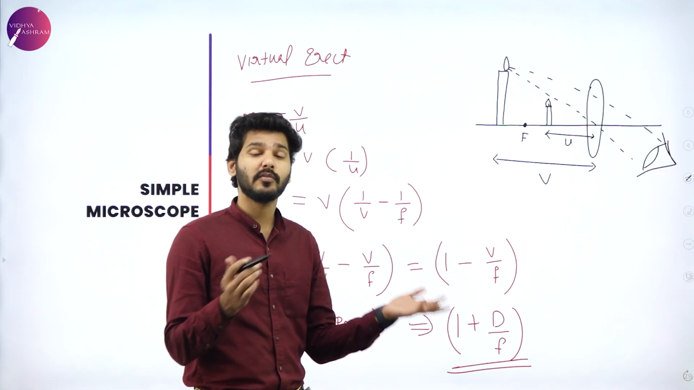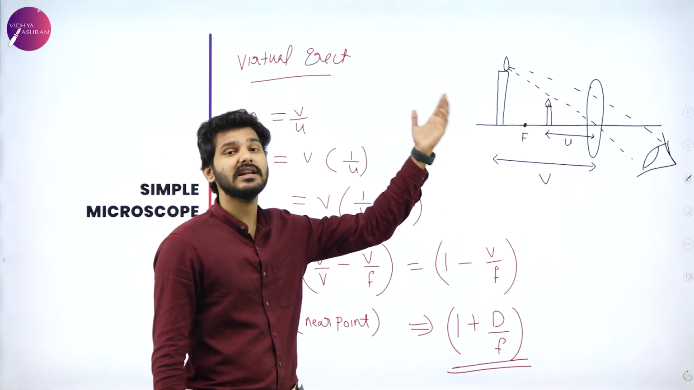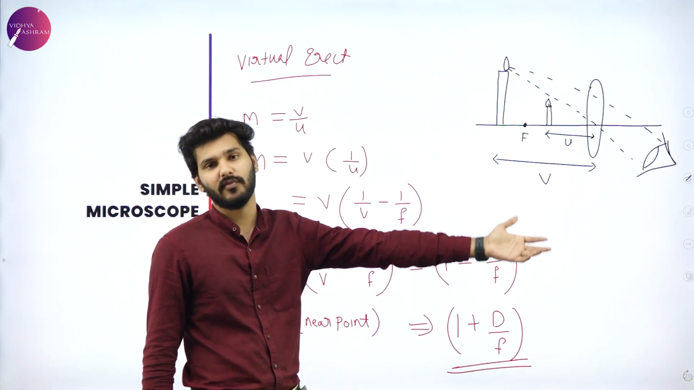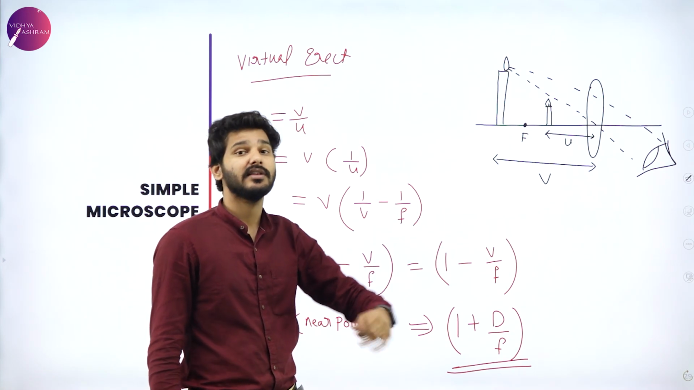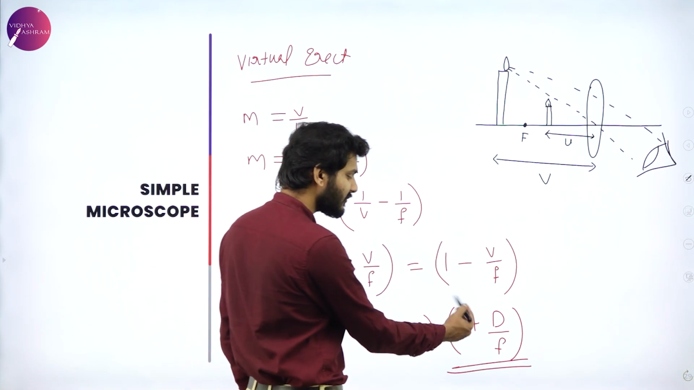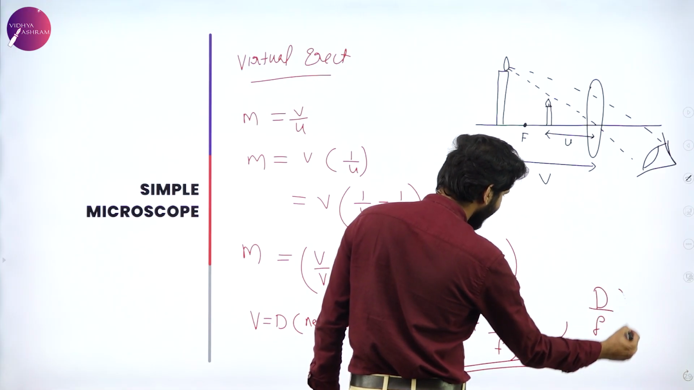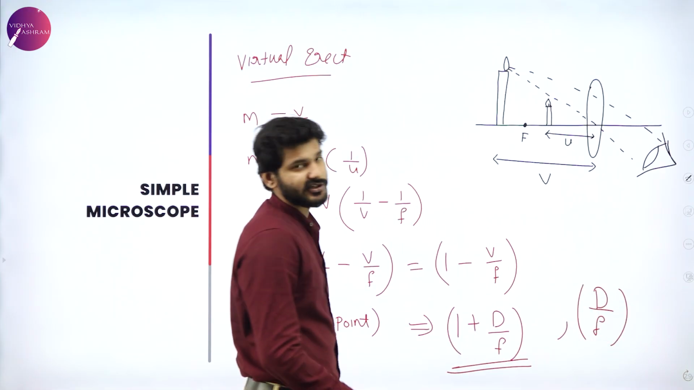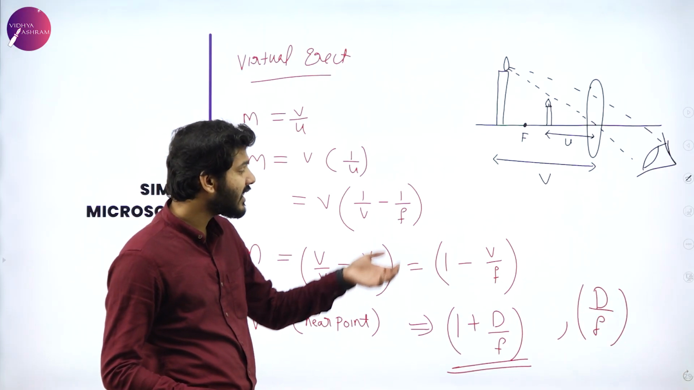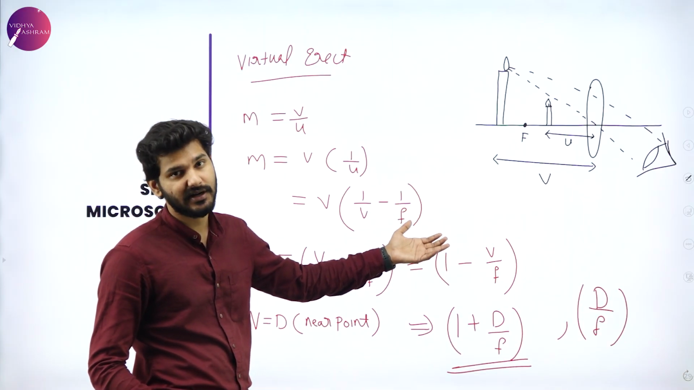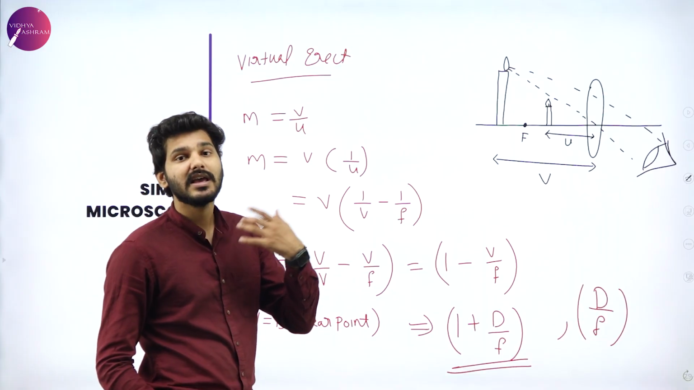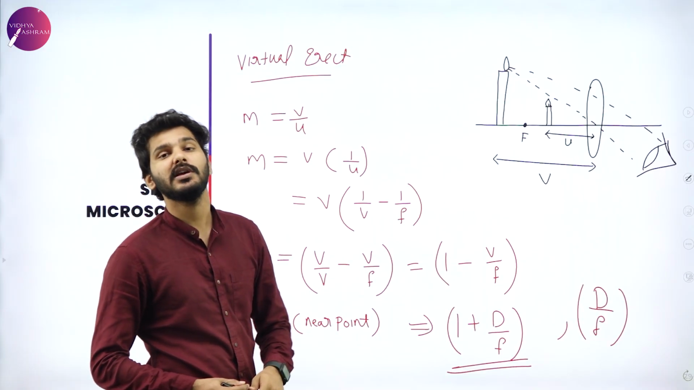And one more thing is that if the object is really far away, mathematically at infinity, then the only difference is that this 1 will be avoided and the equation will be simply D by F. That is one exception. They can ask you, what if the object is at infinity? Then automatically the 1 plus will be eliminated and simply D by F will remain.